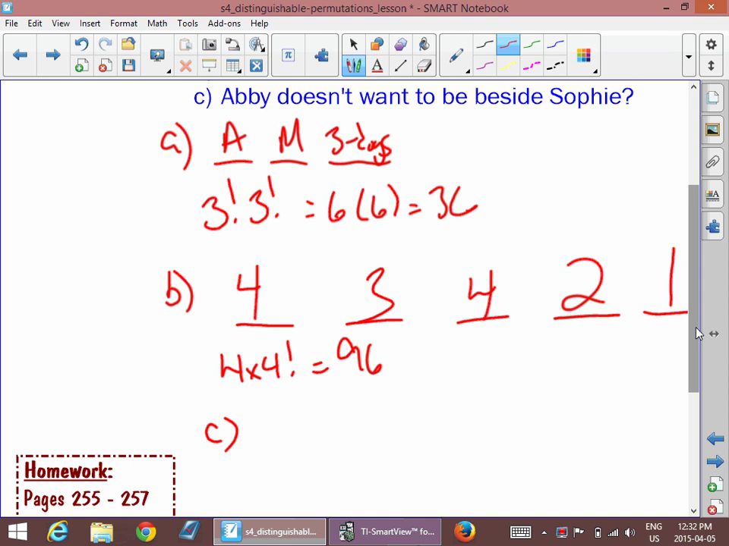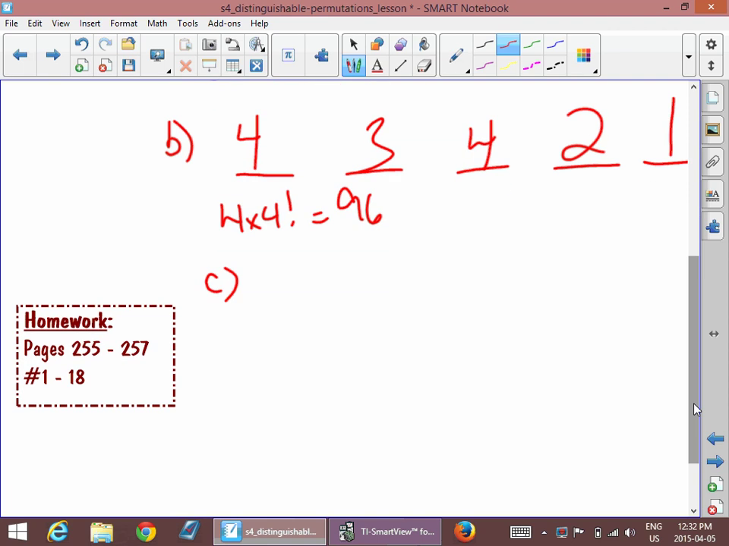So we'll start off with the total number of outcomes. Total number of outcomes with no restrictions is 5 factorial: 5 times 4 times 3 times 2 times 1. So there's 120 ways of placing the dogs.